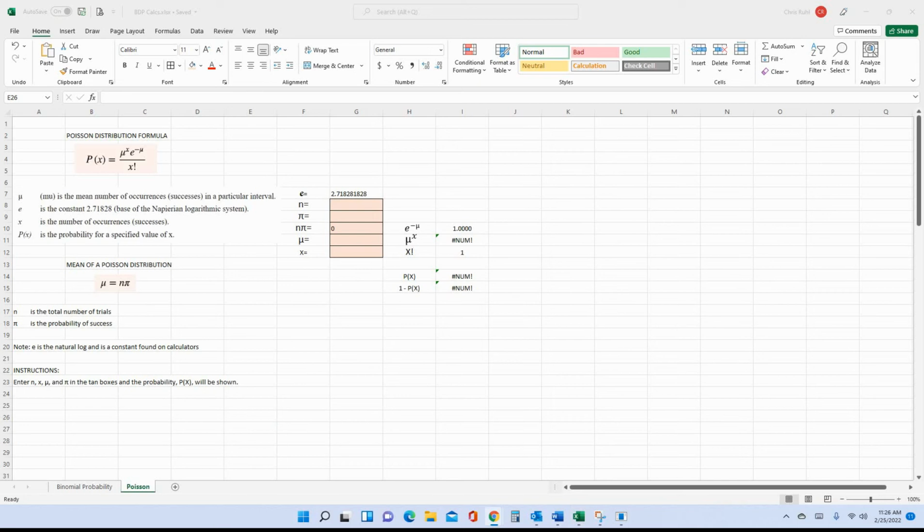All right, now to go to the Poisson probability distribution, also known as the fish, we have a formula. And it's right here.